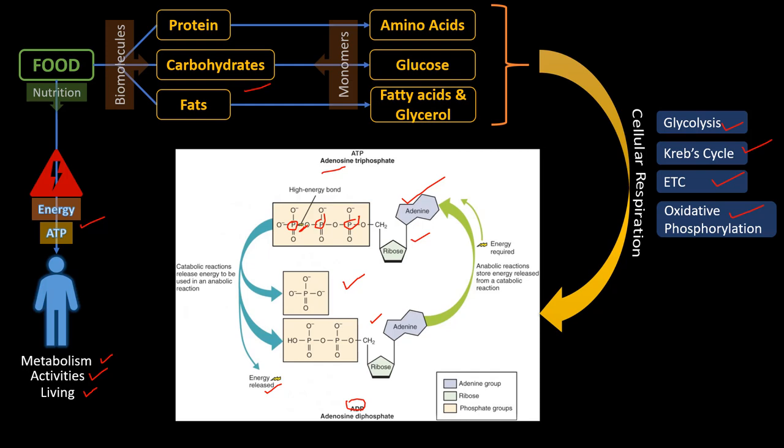Now this is a breakdown reaction. We are breaking down ATP into ADP, and this is referred to as a catabolic reaction. The other part is that when required, we also need to produce energy in the form of ATP, and ATP is produced with the help of ADP. So this ADP combines with an inorganic phosphate to form ATP, and in this process we are building something. We are building ATP from ADP and Pi. Now this is an anabolic reaction, and this process requires energy.